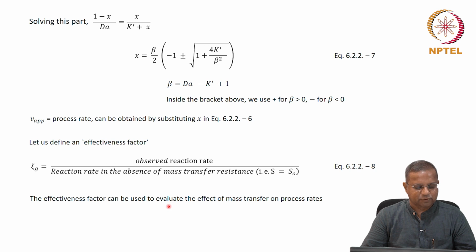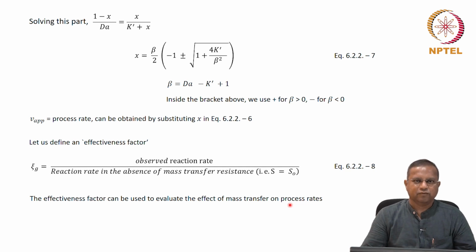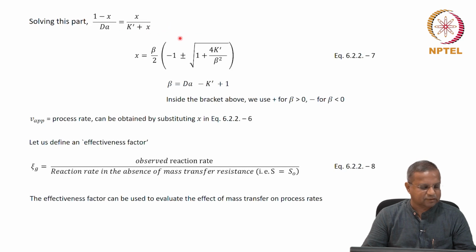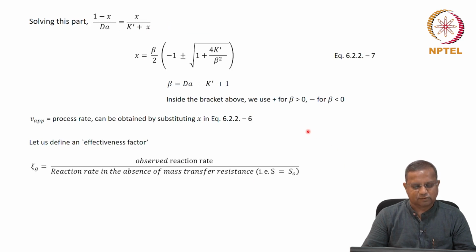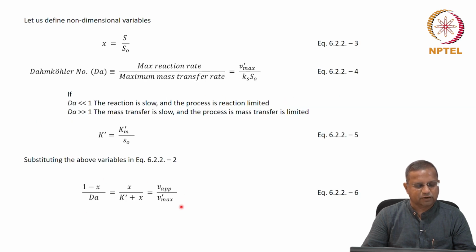and the effectiveness factor can be used to evaluate the effect of mass transfer on process rates, as we have already seen. Okay. We are reinforcing these concepts, which are very powerful concepts, especially in heterogeneous processes. Heterogeneous, it's not the same homogeneous one phase system and so on. Now, if we substitute S equals S0 in 6.2.2-6, which is our regular expression here in terms of the non-dimensional variables, okay, S equals S0 implies X equals 0.